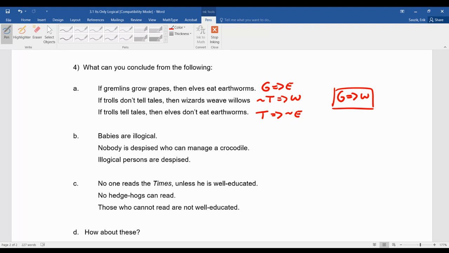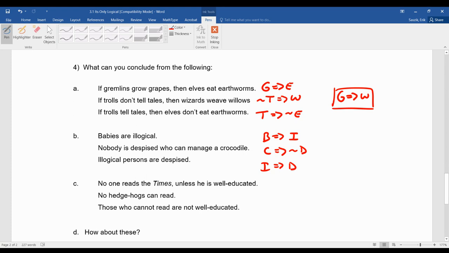These can be weird. There's no doubt about that. Babies, if babies, then illogical. Nobody's despised who can manage a crocodile. You've got to be careful with this one. Nobody is despised who can manage a crocodile. So we're really starting with this crocodile. Crocodile, then nobody despised. It's kind of written backwards. Illogical persons are despised.